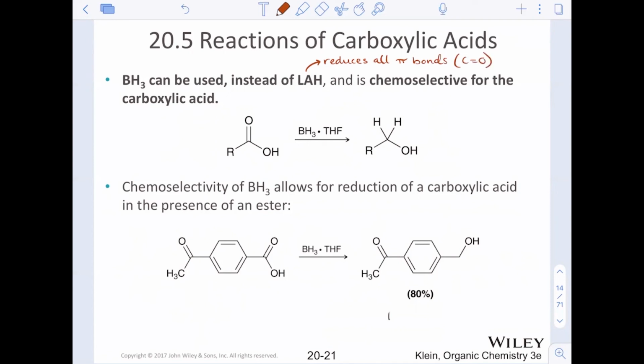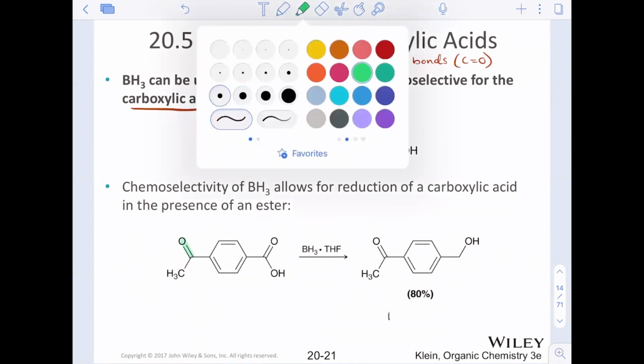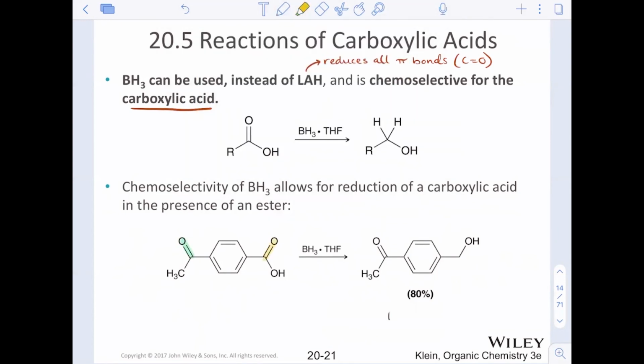However, BH3 is only going to be able to reduce a carboxylic acid to a primary alcohol. So that's super great indeed. We can see this example here. We have a ketone on one side of our molecule and a carboxylic acid on the other. By using BH3 and THF, we only reduce that carboxylic acid, not the ketone.